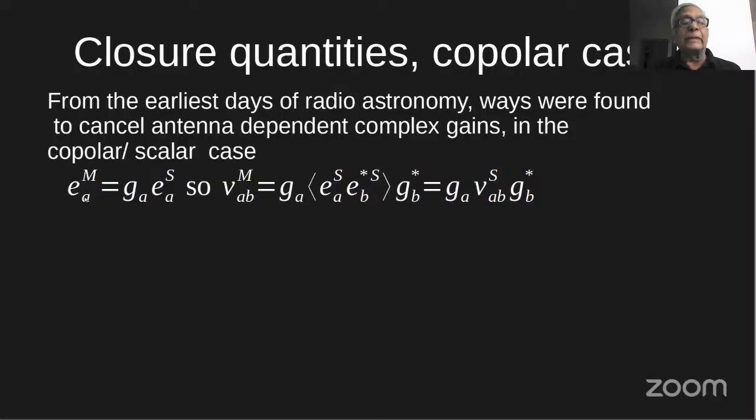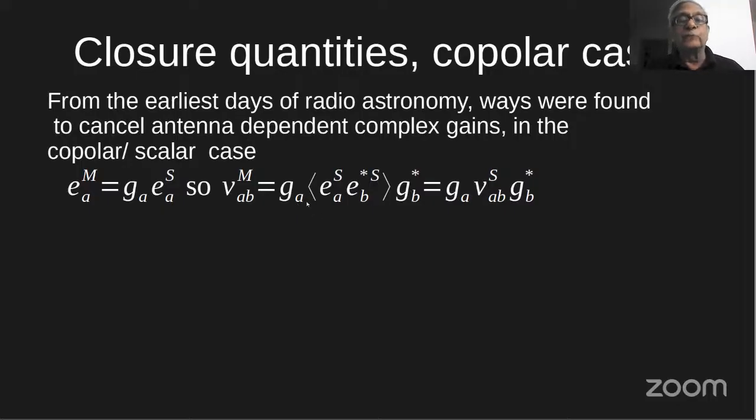So here is what happens to the electric field at a given antenna. Antenna A, S stands for what comes from the sky. GA is the complex gain sitting at that antenna. And therefore, the measured electric field is the product. Now, the visibility is, of course, the average of the product of two electric fields, one of them complex conjugated. So I've written it out.